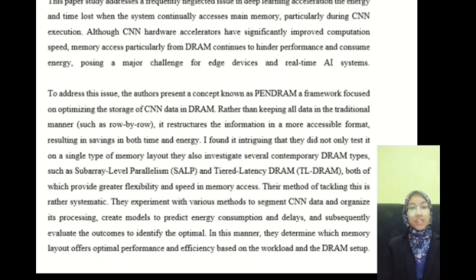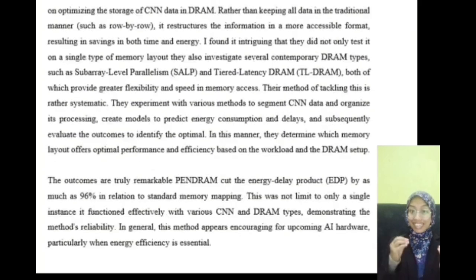To solve this, the authors proposed PEDRAM, a smart framework that optimizes how data is stored in DRAM to reduce energy and speed up access. What's interesting is that they tested different DRAM architectures, like SALP and DDR DRAM, and used Pareto analysis to find the best memory layout. The result: up to 98% improvement in energy delay product.